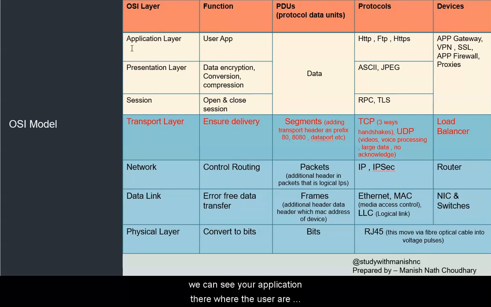We can see here the application layer, where the user interacts with the browser, and it uses HTTP, FTP, and HTTPS protocols. Second, the presentation layer. When the data is populated in the browser, it uses data encryption, conversion, and compression, and uses HTML tags and JPEG, all of which are used as protocols.